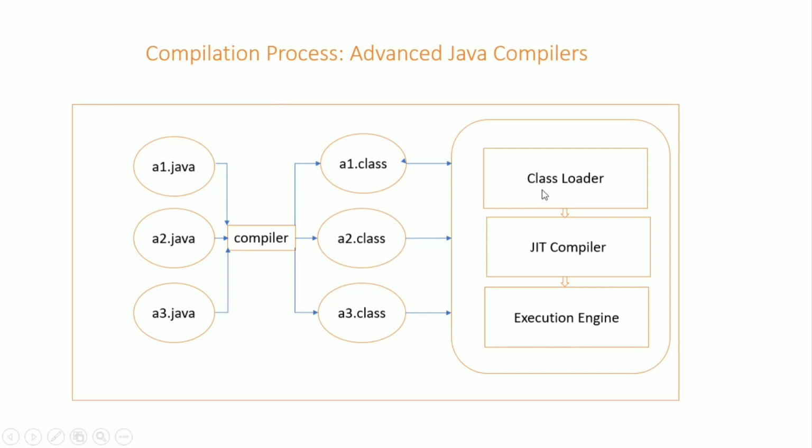It is the work of the class loader this time around, after sucking them in, to link them together. After linking them together, then passing them to the JIT compiler, which is the just-in-time compiler, to translate them just in time and pass them to the execution engine. This is simply what we call the platform independency of the Java programming language.